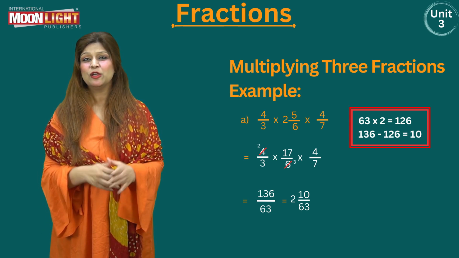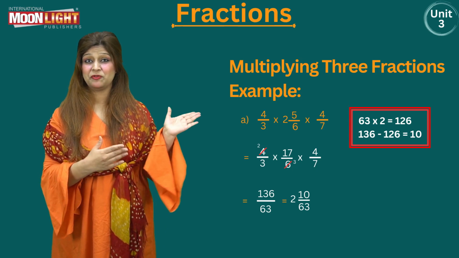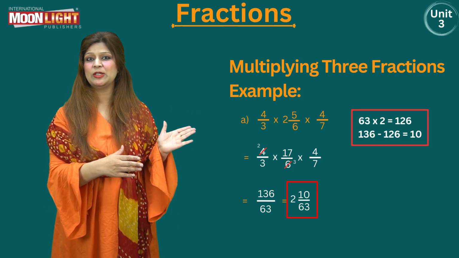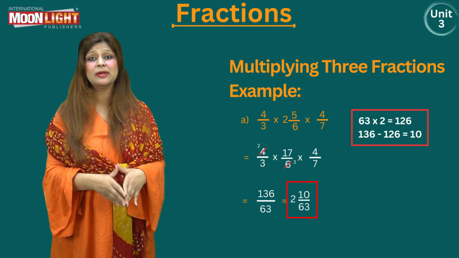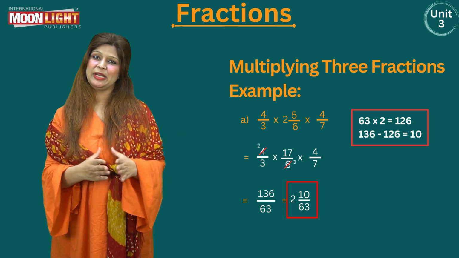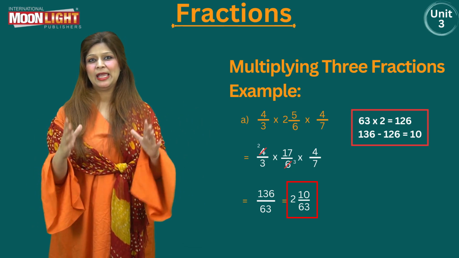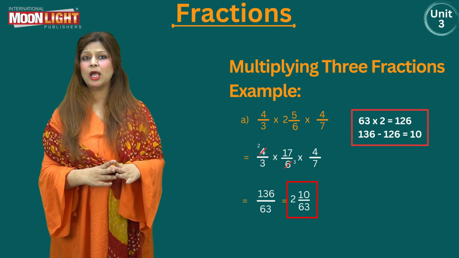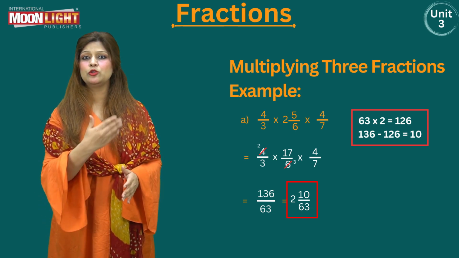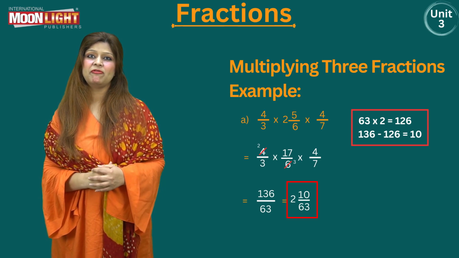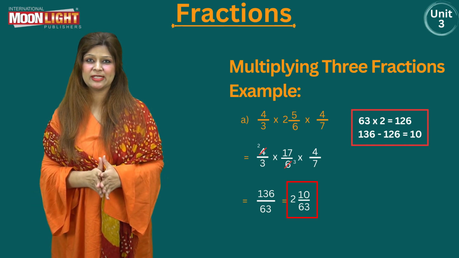So the mixed fraction is like this: 63 will be the denominator, 2 is the whole number, and 10 is the numerator of this mixed number, meaning whole and proper fraction. So right now, I'm going to write it down as 2 whole 10 by 63. So this is my final answer. Hope the whole procedure is clear to you.